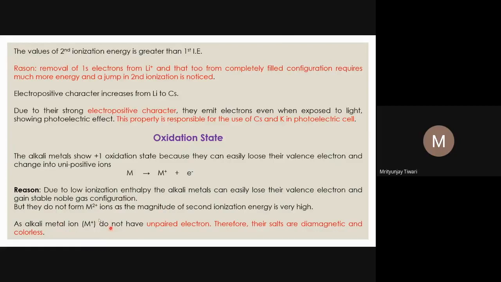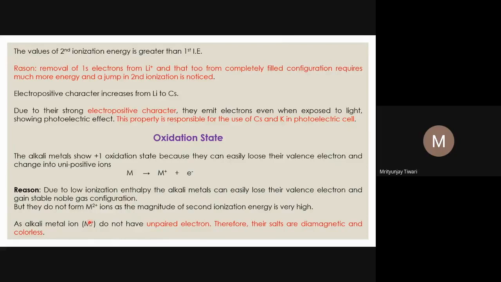So the alkali metal ions M plus do not have unpaired electrons. M plus gets the electronic configuration of the nearest noble gas, and if you see the electronic configuration of any noble gas, you will see all the electrons are always paired, because all the orbitals are fully filled. All the orbitals where electrons go in any noble gas are fully filled, meaning all orbitals contain two electrons, and those two electrons have opposite spins, alpha and beta.